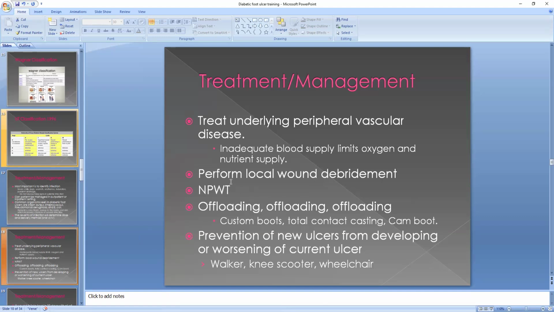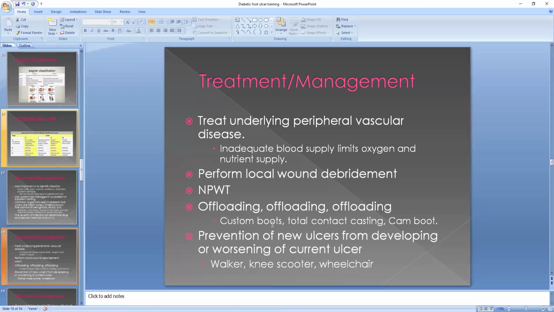So a lot of times you'll perform local wound debridement. You want to get a nice healthy wound bed. You could use the wound vac to optimize the wound bed, and offloading, offloading, offloading. I put that in there 3 times because that is so important and it's often overlooked. You do custom boots, total contact casting, cam boot. If I get off on this, we basically put a cast on the patient's foot. They don't have a fracture, but they get a cast because they cannot take it off. And every week we take the cast off and we put another cast.